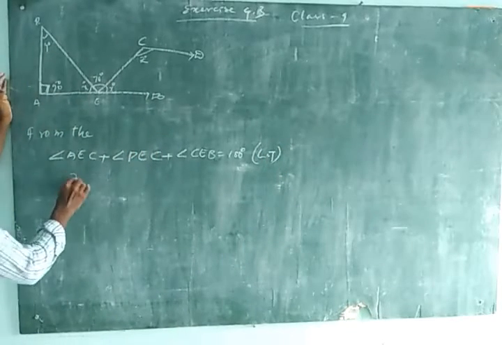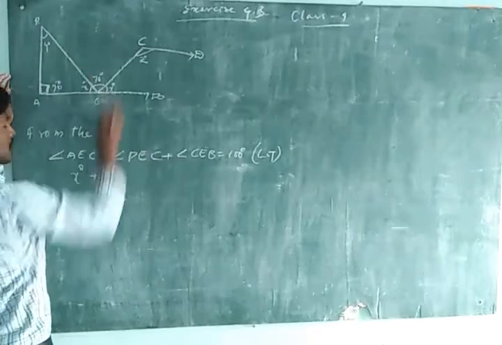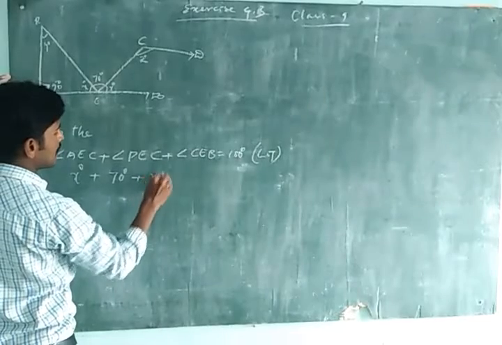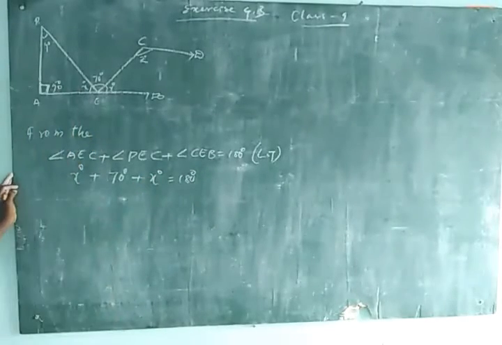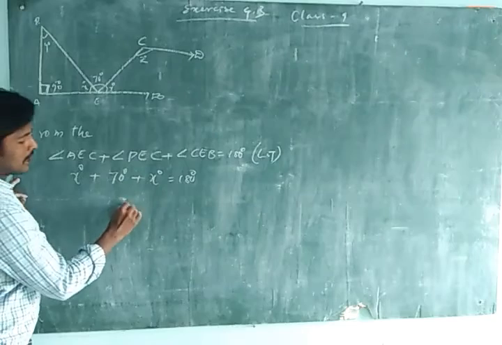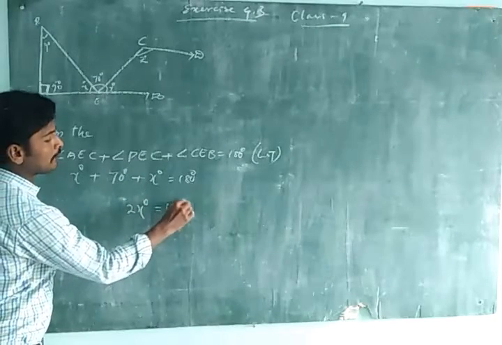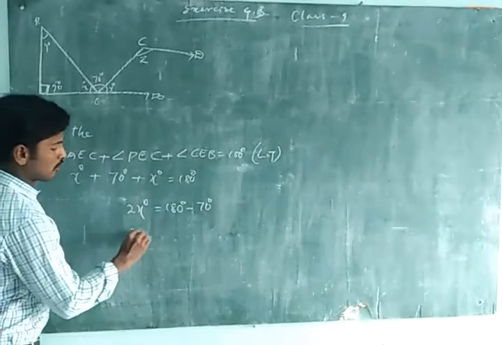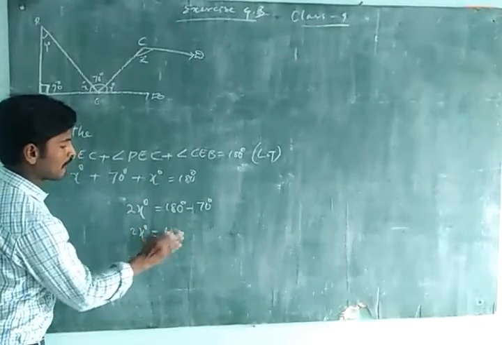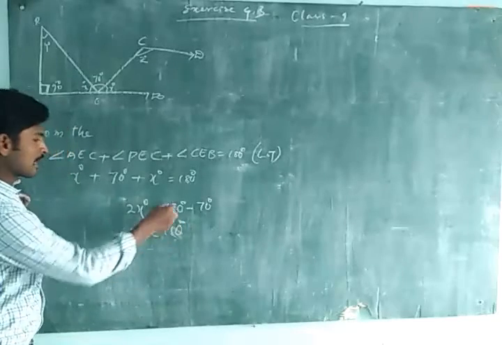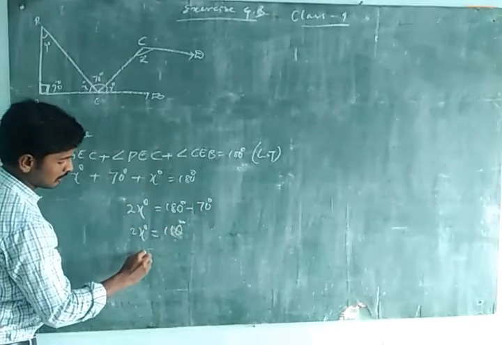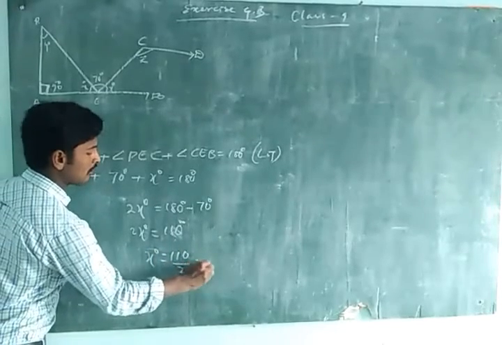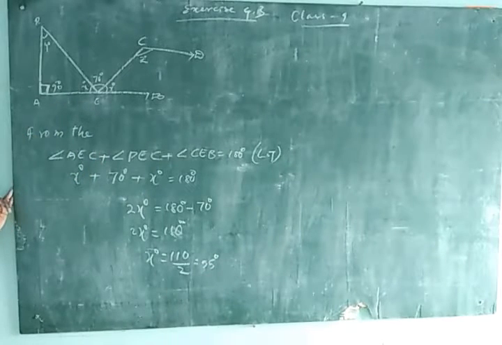AEC means x degrees plus PEC means 70 degrees plus CEB is equal to how much? X degrees, that is equal to 180 degrees. You know that x plus x is equal to 2x degrees, that is equal to 180 minus 70 degrees. Now 2x degrees is equal to 110 degrees. When we subtract 70 from 180, you get the result 110. Now x is equal to 110 by 2, that is equal to 55 degrees. X value is 55 degrees.